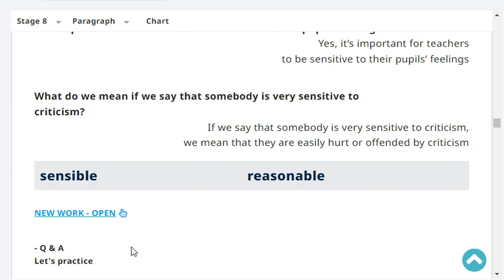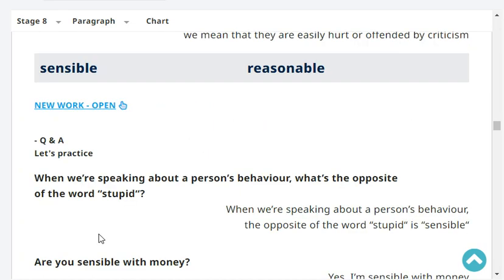What do we mean if we say that somebody is very sensitive to criticism? If we say that somebody is very sensitive to criticism, we mean that they are easily hurt or offended by criticism. Very good.